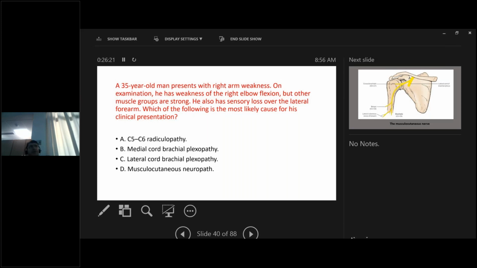And the strongest muscle of these is the biceps. The biceps is a flexor. It does another function, supination, okay? So even if the patient has a radial injury, we'll still have some supination from the biceps.